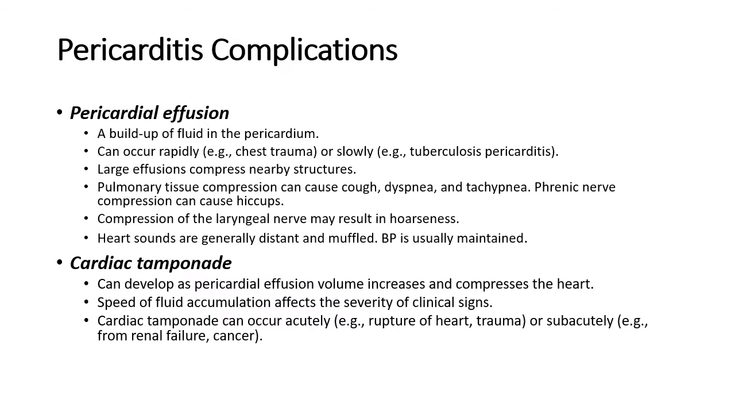The major complication of pericarditis is tamponade. It can occur rapidly or slowly, and large effusions can compress structures nearby. Pulmonary tissue compression can cause cough, dyspnea, and tachypnea. Phrenic nerve compression can cause hiccups. Compression of the laryngeal nerve may result in hoarseness. Heart sounds are generally distant and muffled.